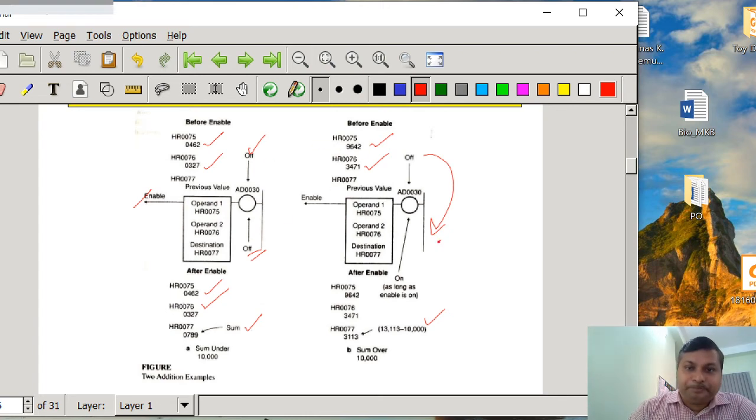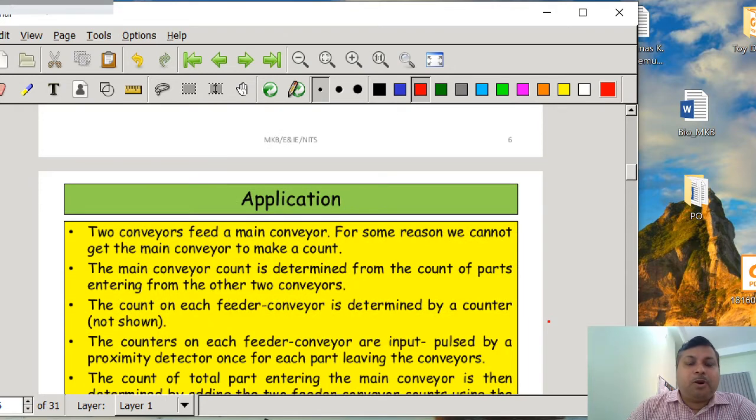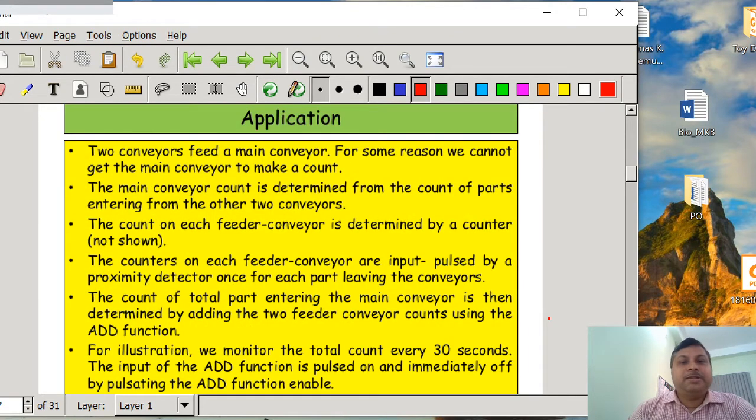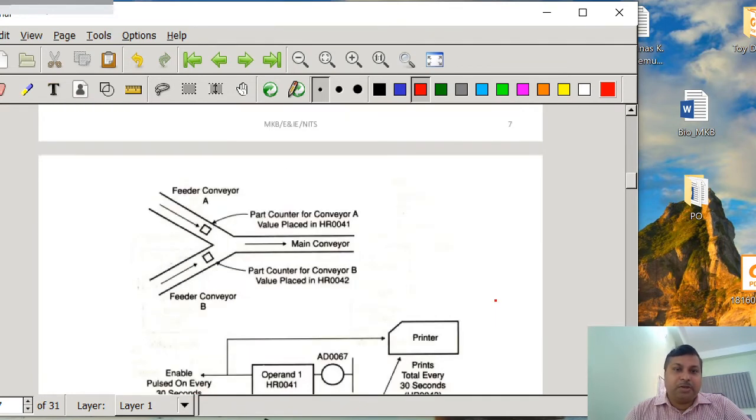Okay, that's all. Now, after knowing this format, what will be the application of this addition operation? We will create a situation such that you can understand how this addition operation is important in industry. Suppose two conveyors feed a main conveyor. So we have two conveyors, feeder conveyor A and feeder conveyor B, and ultimately a main conveyor.